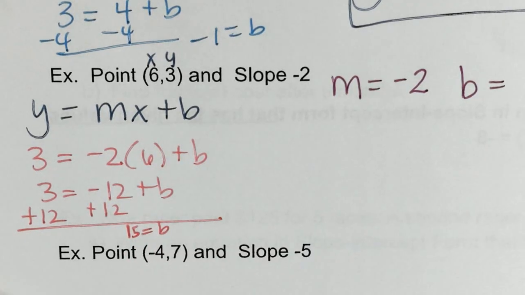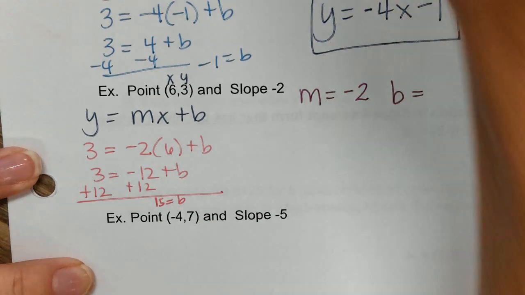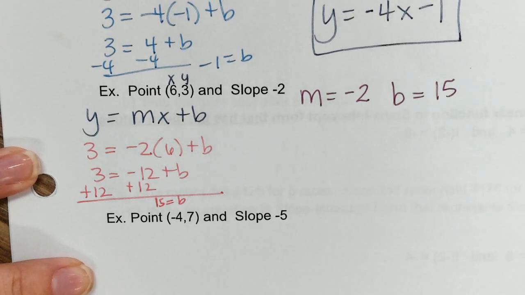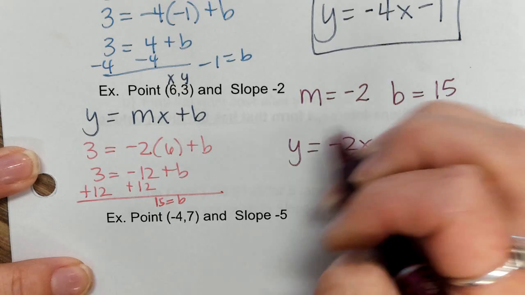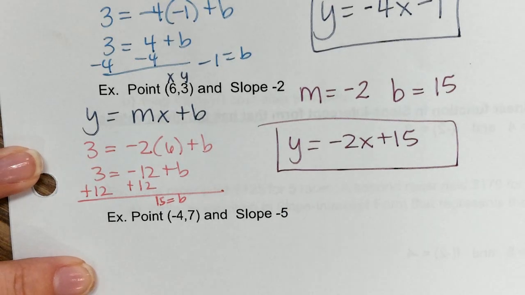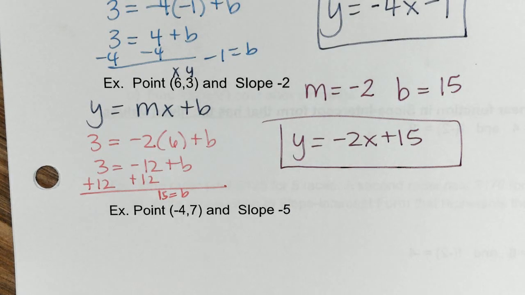What did y'all get for the b? 15. Very good. So my equation is? Y equals -2x plus 13. All right. Does anyone have a question on how we did that? Do y'all remember learning this on Thursday last week? Okay. But last week we had to solve for the m, then plug it in, right? Today they gave you the m.